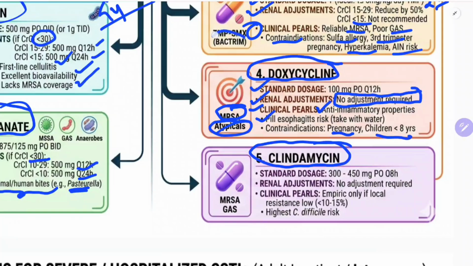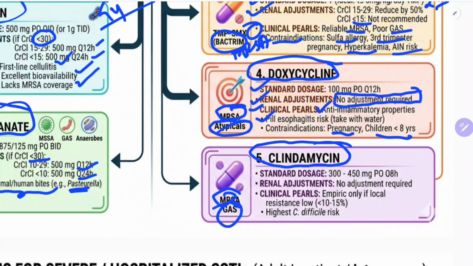So bacterium covers only MRSA. Doxycycline covers MRSA and atypicals. Clindamycin covers MRSA as well as streptococcus. It covers both, but use for MRSA has declined because of rising resistance. But still it can be used. It is used very much.